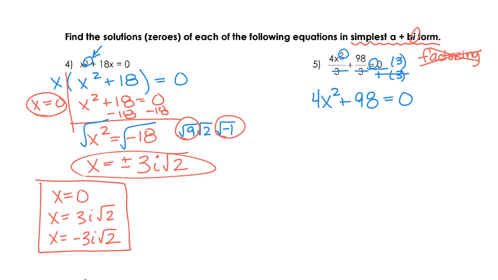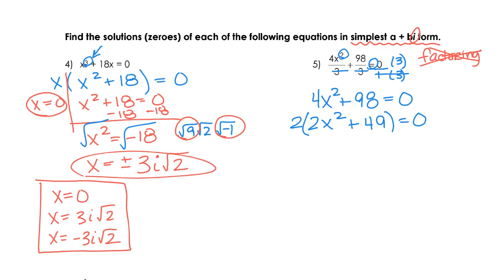We could pull a 2 out if we wanted to, or we could go right to the quadratic formula and sub in our values. There are multiple ways of solving it, right? But I usually tell you guys the first type of factoring you should always check for is GCF. And there is a 2 that you could pull out. You can't pull out a 4, but you can pull out a 2. And that'll be a 2x squared left over plus 49 equal to 0.